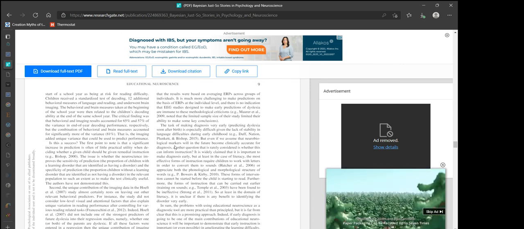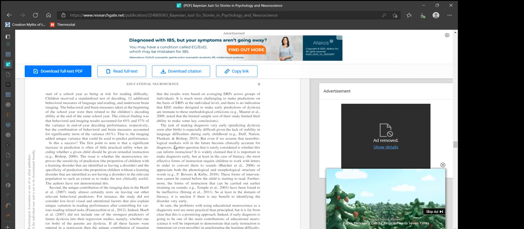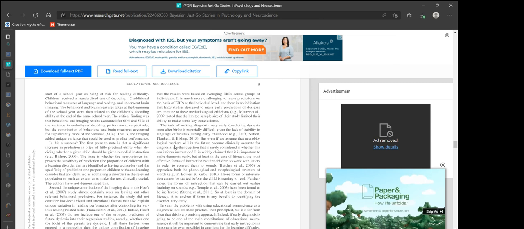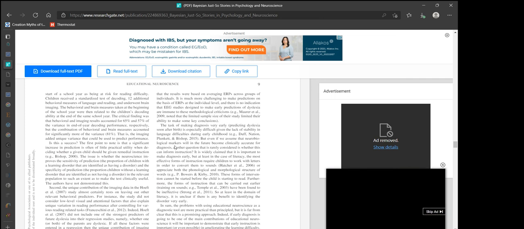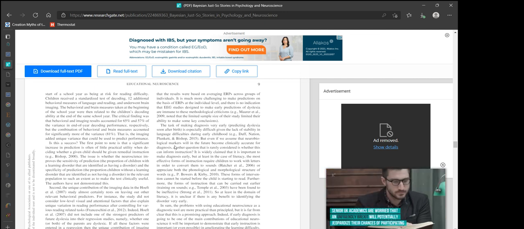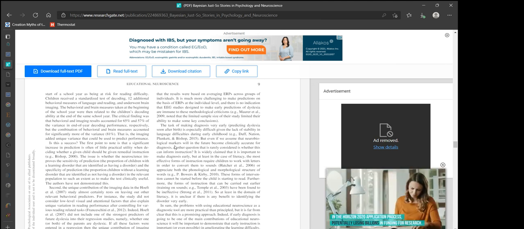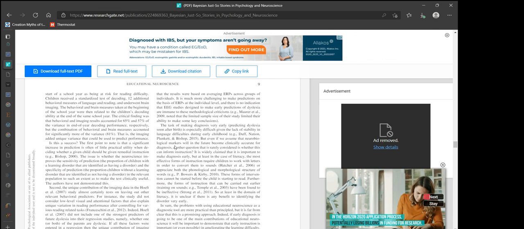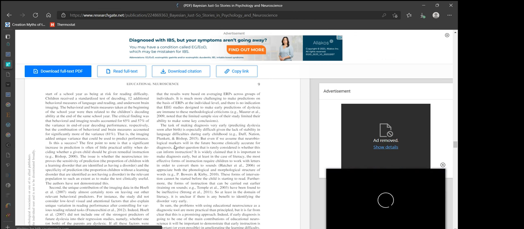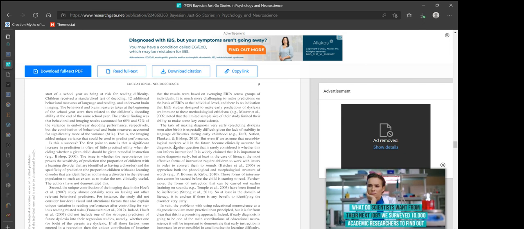The behavioral and brain measures taken at the beginning of the school year were then related to the children's decoding ability at the end of the same school year. The critical finding was that behavioral and imaging results accounted for 65% and 57% of the variance in end-of-year decoding performance, respectively, but the combination of behavioral and brain measures accounted for significantly more of the variance, 81%. That is, the imaging added unique variance that could be used to predict performance.